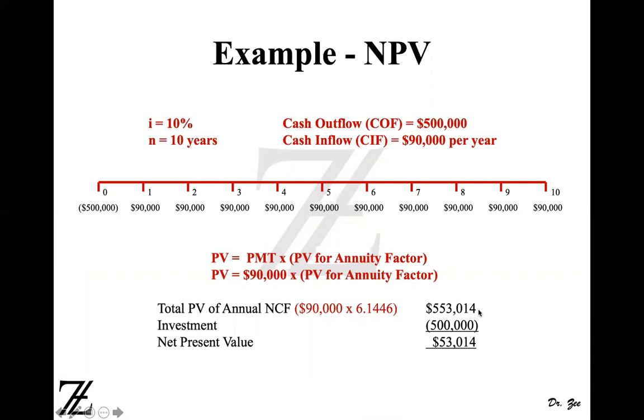So those $90,000 per year that you are thinking are worth $900,000, they are not worth $900,000. The present value of those $900,000 that you will be receiving as a $90,000 payment for the next 10 years is $553,014 at year 0, minus the present value of your cash outflow, which is the investment, 500,000. So this will give you a net present value of $53,014. Because NPV is greater than zero, the benchmark that you have, the NPV is supposed to be equal to or greater than 0.